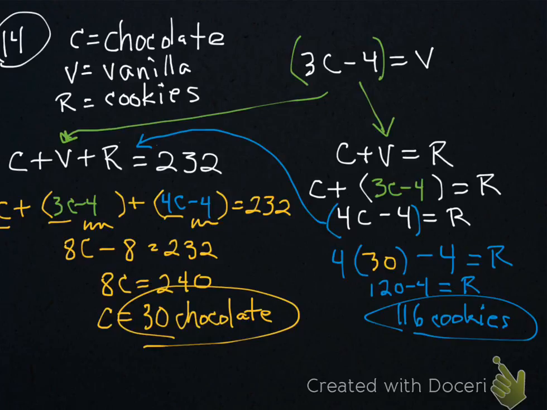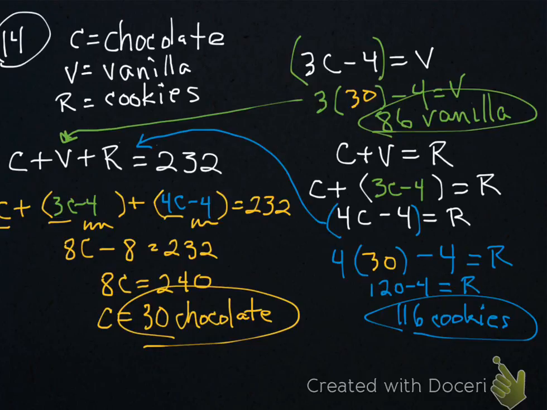Now let's look at our vanillas. What have we got? We have 3. I'm going to erase that arrow so I've got a little bit more room here. I have 3 times my number of chocolate minus 4. My number of chocolate was what? 30. 3 times 30 is 90. Right? And 90 minus 4 is 86. So I have 86 vanilla. And that's all of our practice problems for systems of equations.